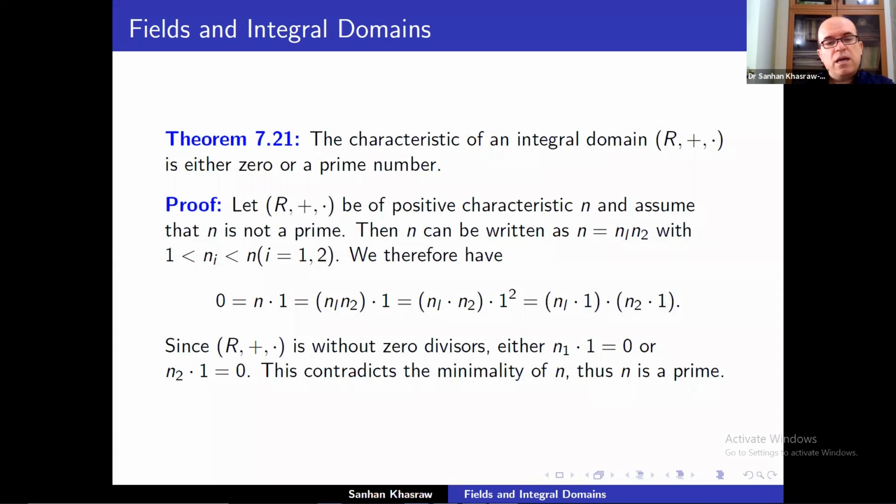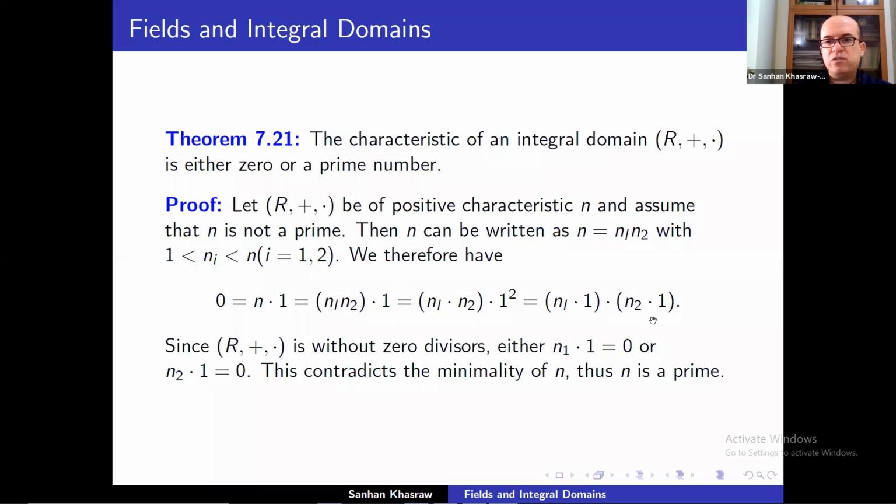So let's say if we cannot find a positive integer n such that n times a is equal to 0, then R will be of characteristic 0. Suppose there is such a positive integer and it is not a prime. Okay, we do have n, which is not a prime number and is the characteristic of R. Then n can be written as a product of two positive integers, from the definition of composite number.